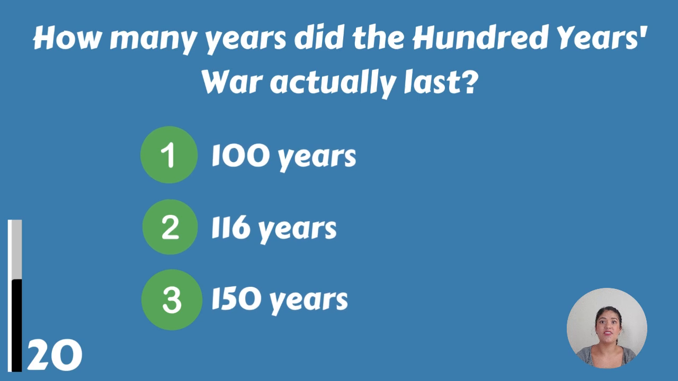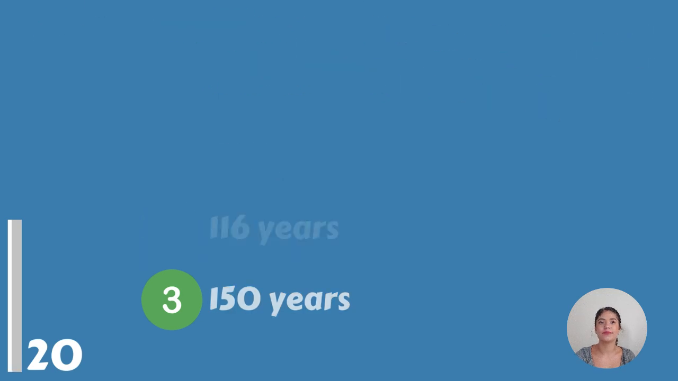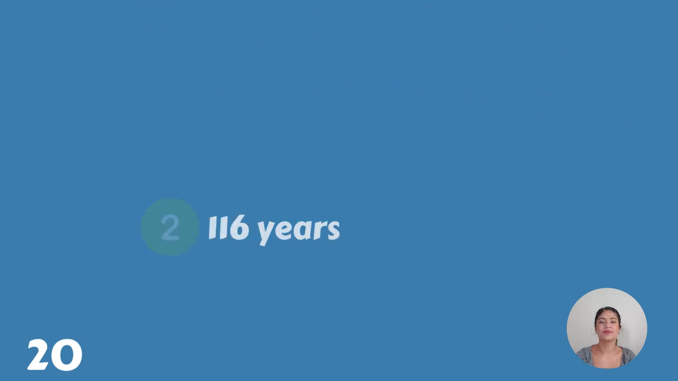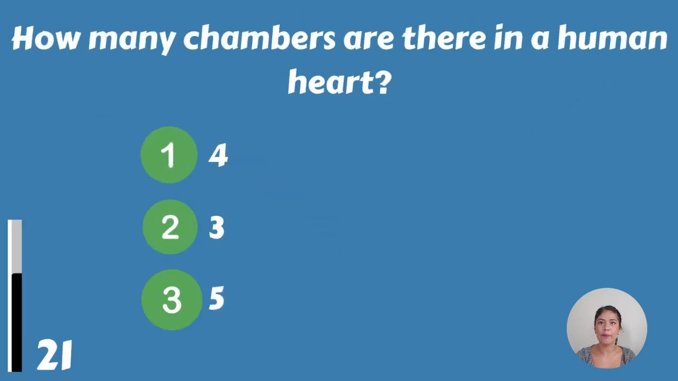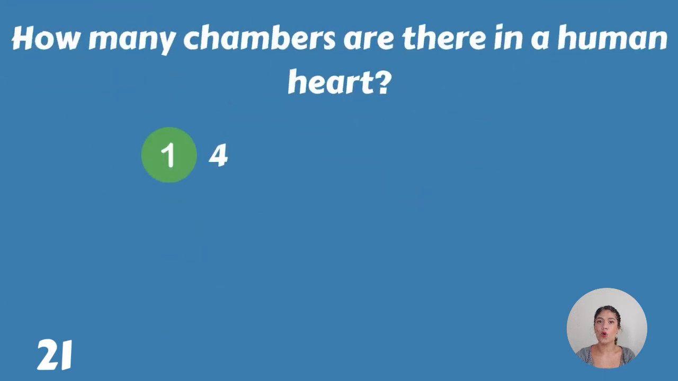How many years did the 100 Years' War actually last? 100 years, 116 years, 150 years. 116 years. How many chambers are there in a human heart? 4, 3, 5. 4.